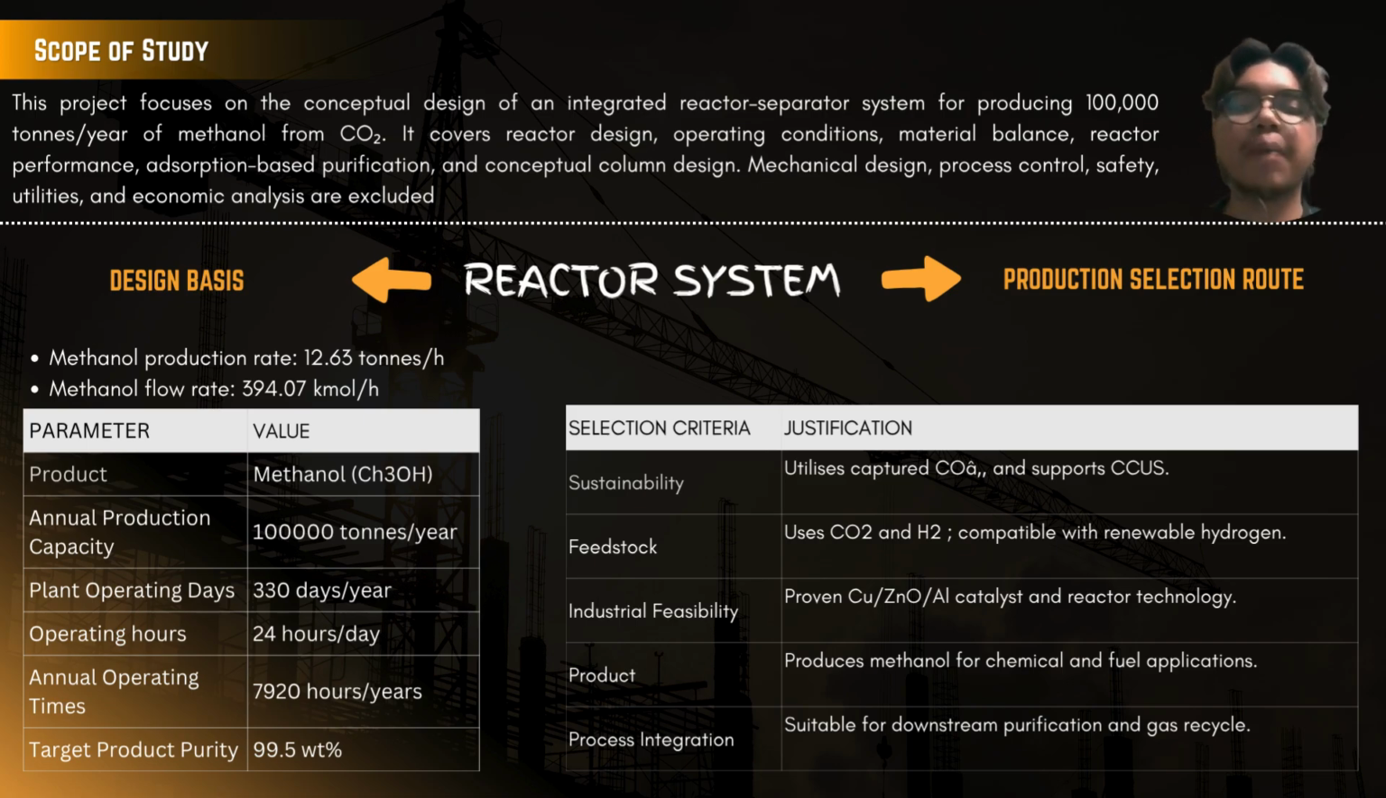So to make this capacity, we actually selected the direct carbon dioxide hydrogenation route. Why is it not the other way? The reason is simple. This pathway directly utilizes captured carbon dioxide to support the CCUS initiatives, integrates well with the renewable energy, and leverages commercially proven copper, zinc oxide, and alumina catalysts for high industrial feasibility.